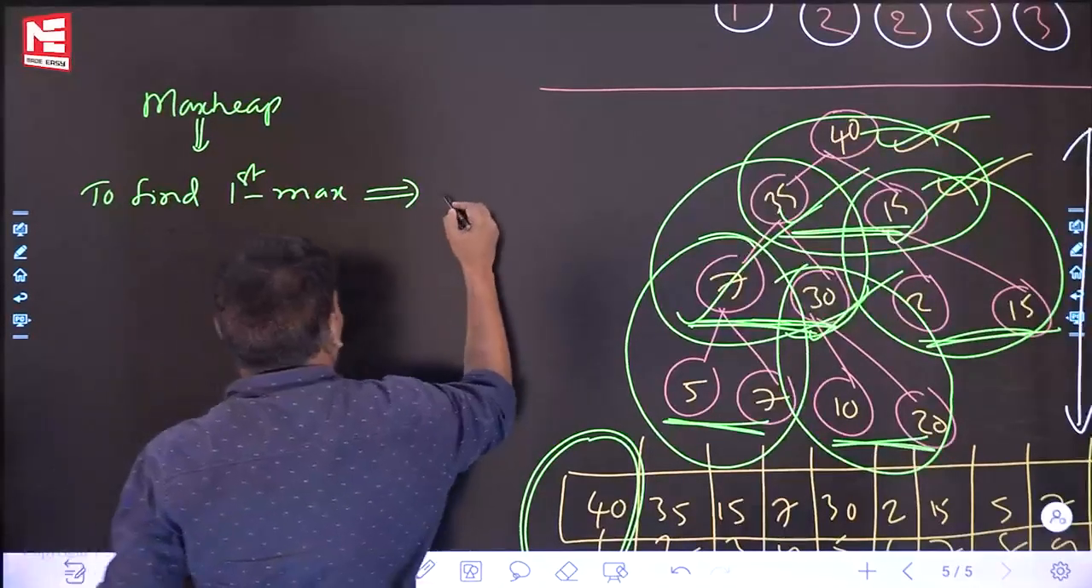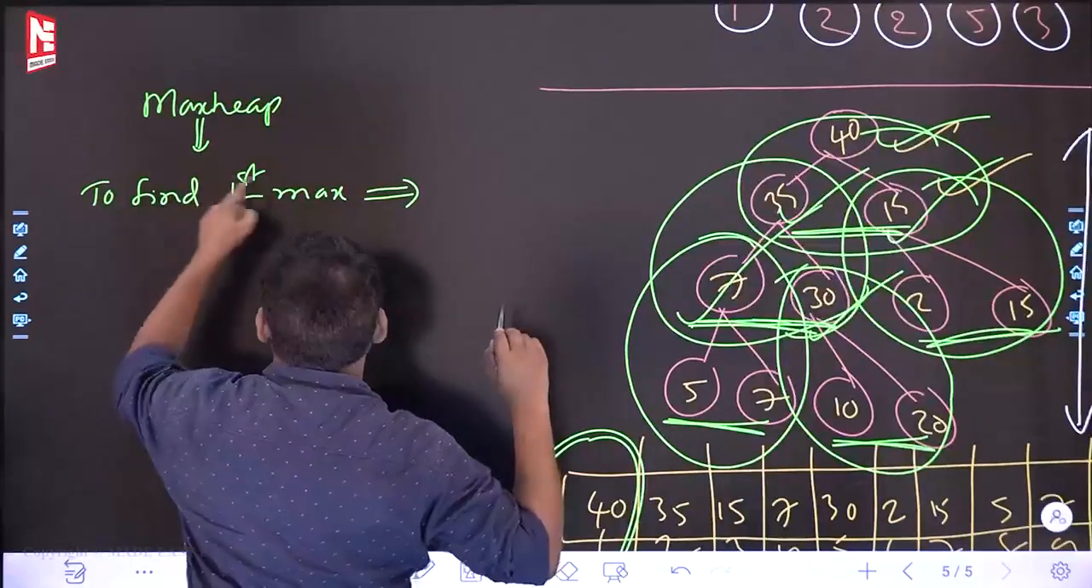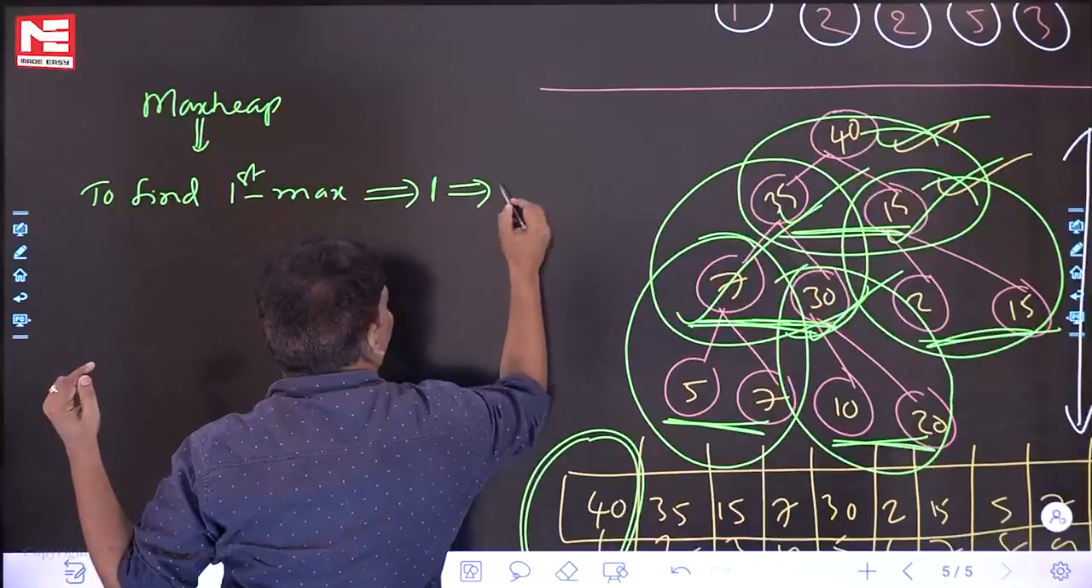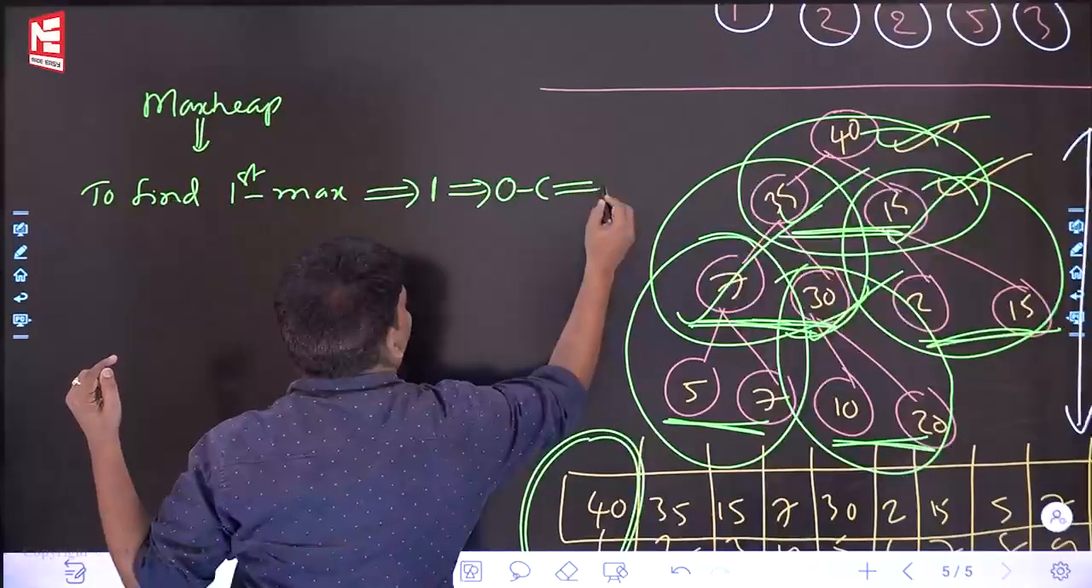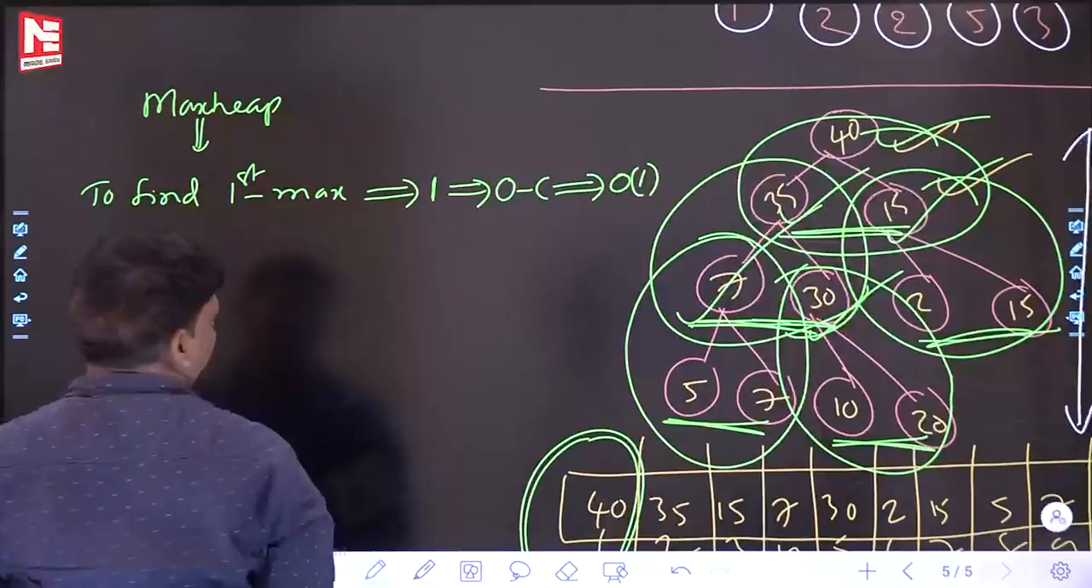Can you see how much time? The root itself. Can you see how many people are participating? In the max heap tree, to find the first maximum, how many people are fighting? Only the root. Only one person fighting means how many comparisons? Zero comparisons. What is the time complexity? If zero comparisons, what is the time complexity? Constant time. Like that.